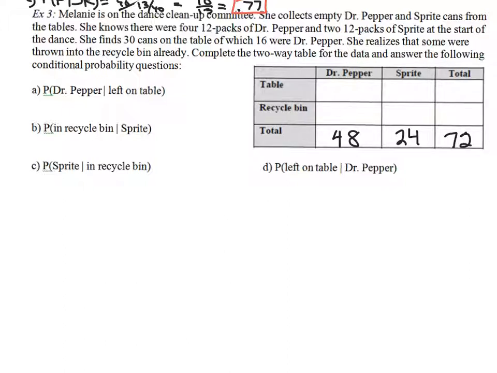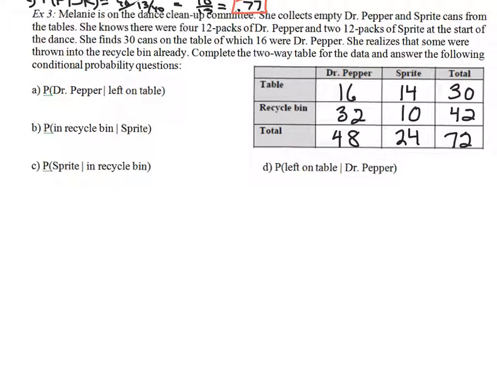She finds 30 cans on the table, so I'm going to put that in the total for the table. 16 of those were Dr. Pepper. So of course we can subtract and say, well, the other 14 must have been Sprite. So now let's take a look at the recycle bin. The Dr. Peppers, there had to be 32 put in the recycle bin. The Sprites, there had to be 10 put in the recycle bin, so that we had 42 put in the recycle bin altogether. And again, if you look at all your columns and all your rows, they have to add up correctly.